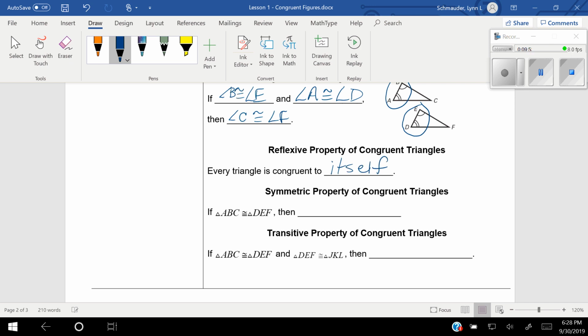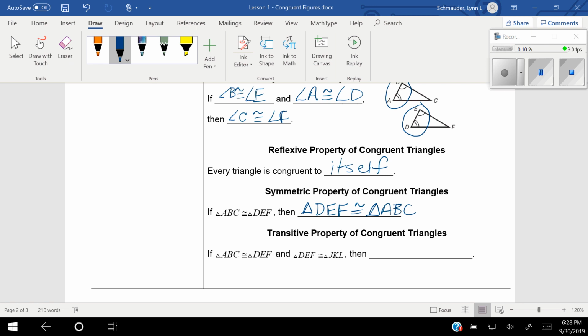Symmetric property: if triangle ABC is congruent to triangle DEF, then I can switch those and say triangle DEF is congruent to triangle ABC. And you may be thinking, why do I have to do that? Well, sometimes you'll have to do that in a proof to set up your next statement the way you need it to be. So we do need these properties.